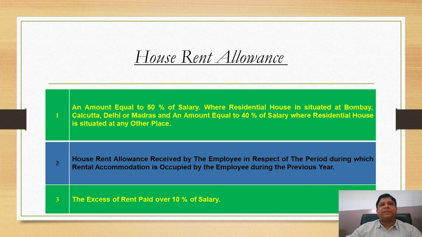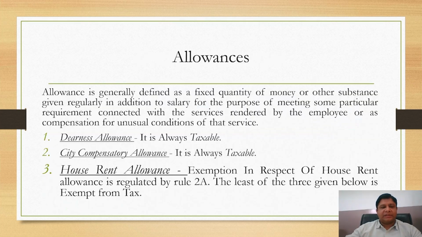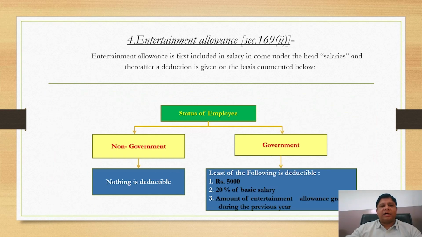So basically, allowance means a fixed quantum of money given regularly in addition to salary to meet a particular requirement, like, as we discussed, DA, city compensatory allowance, HRA, and entertainment allowance, depending on the status of the employee, non-government or government. In case of non-government, nothing is deductible. In case of a government employee, the least of the following is deductible: rupees 5,000, first point; second, 20% of the basic salary; third, the amount of entertainment allowance granted during the previous year.